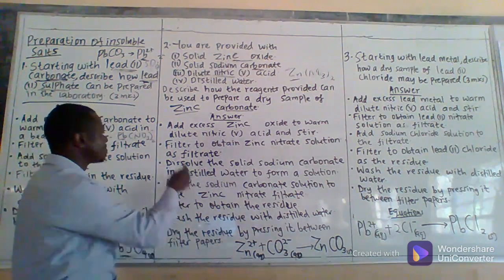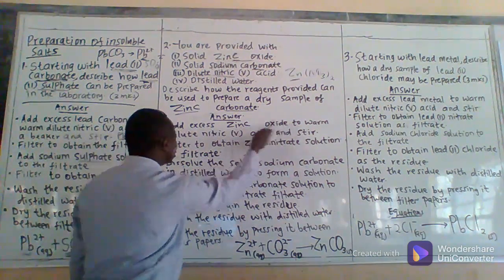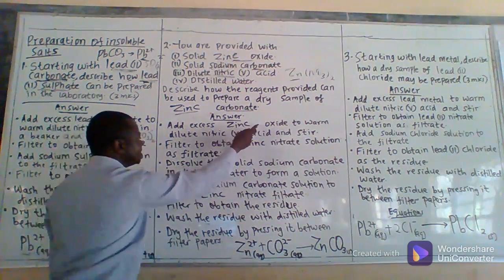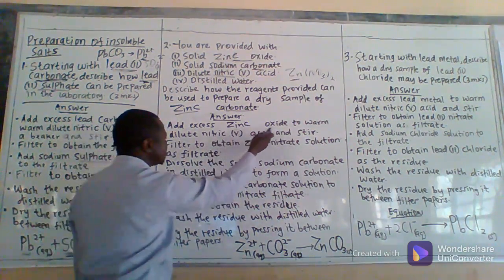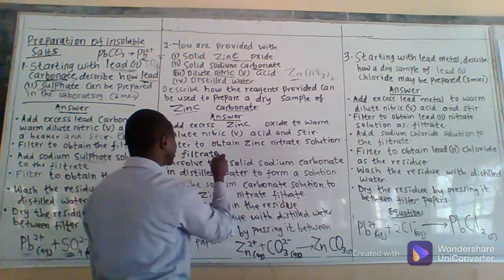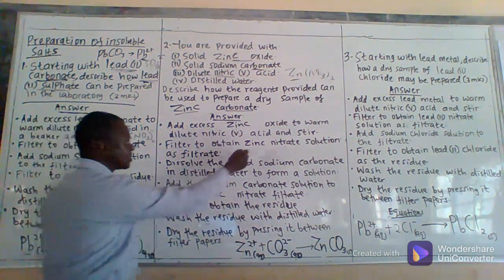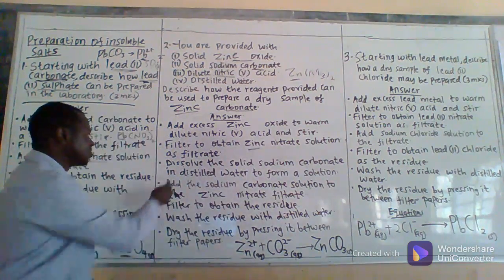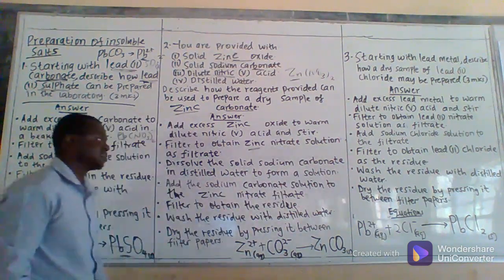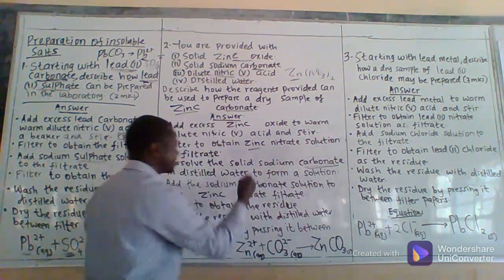That is now the complete answer for this question. Add excess zinc oxide to warm dilute nitric acid and stir. And here zinc oxide is going to react with dilute nitric acid to form the nitrate solution and water. Then filter to obtain zinc nitrate solution as a filtrate, because that is what we are interested in, since we want zinc ions. Then dissolve the solid sodium carbonate in distilled water to form a solution, because from that solution we are going to get carbonate ions.